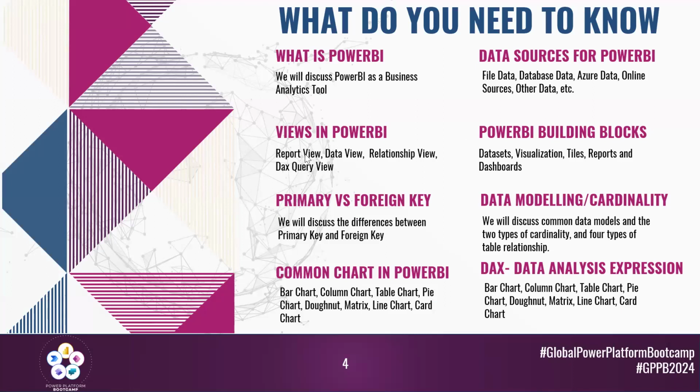We are going to be looking at different types of views we have in Power BI, right? We are going to be exploring the building blocks in Power BI. We are going to be looking at one very important thing to know, primary and foreign key. We have to understand the difference between primary and foreign key. We are going to be looking at what is data model in Power BI. What do you mean when we say we model data, right? What do we mean by cardinality of relationship? We are going to look at all of these concepts.